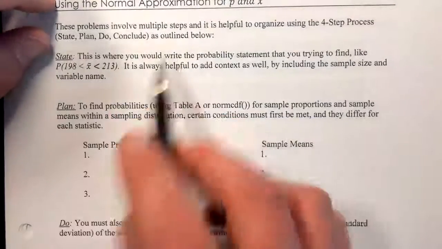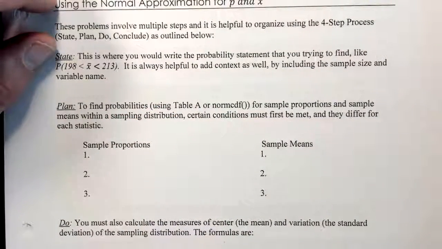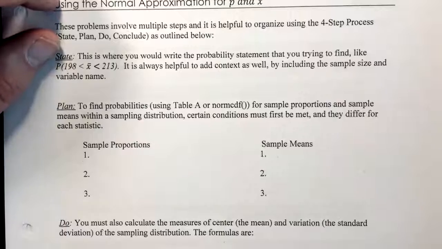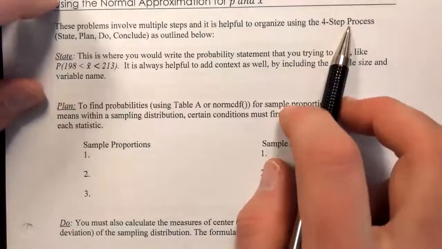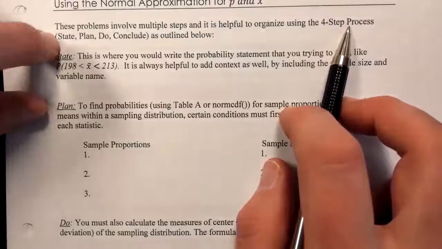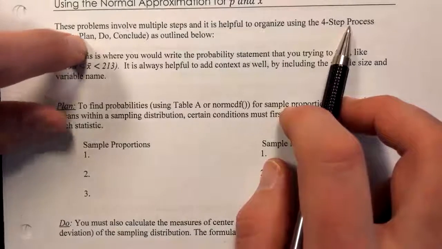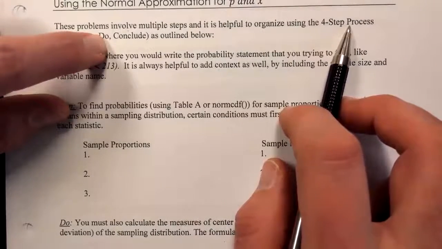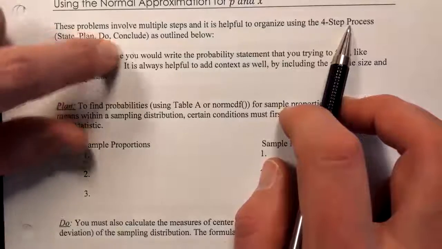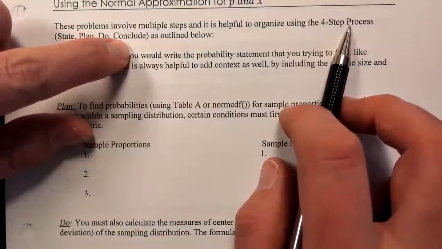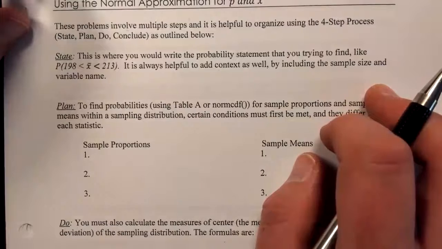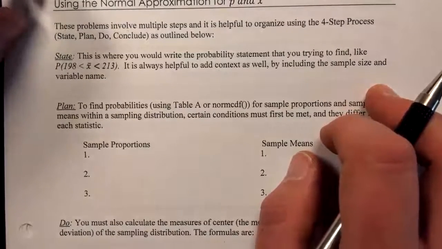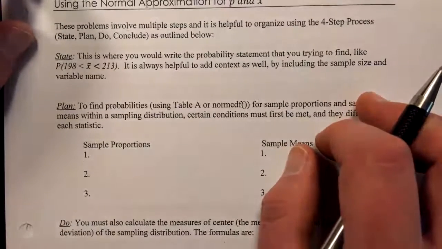These problems are pretty long. They require a lot of steps. So how I would like you to answer these is following this format. It's called the 4-step process, where you state the problem, plan it out, where you're checking conditions, do some calculating, and then write a conclusion statement. So let's go through the state, plan, do, conclude process, and then we'll do some example problems.